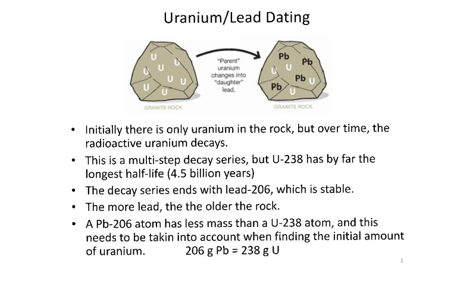So when we're finding the initial amount of uranium, which is going to be our N0, we have to take that into account. We can use the ratios of the masses: for every 206 grams of lead, I would have 238 grams of uranium. This is essentially a conversion factor that we're going to use when solving this problem.